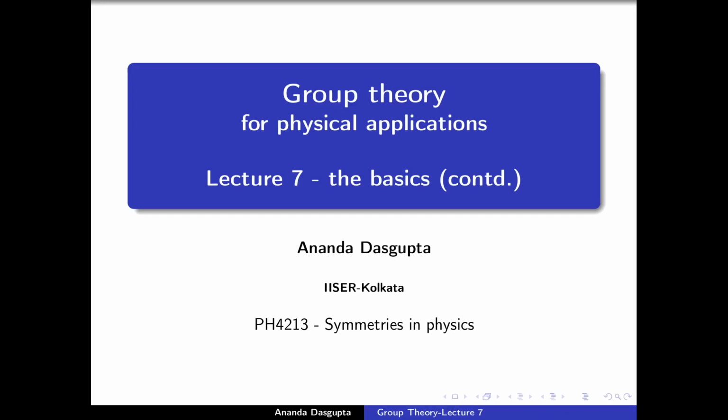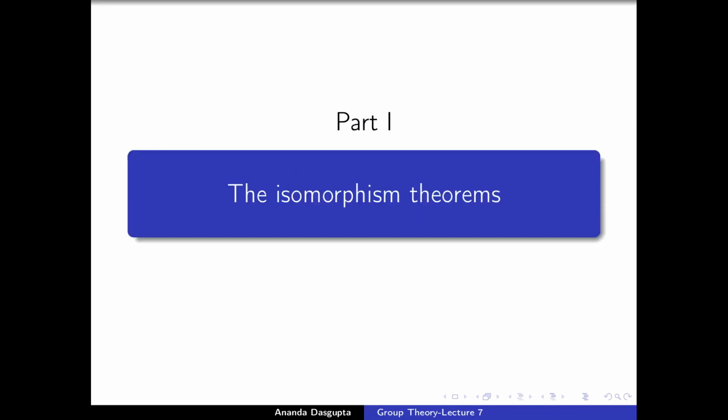We ended the last lecture with the question, given a homomorphism, how do we tell whether it's actually an isomorphism? Or, given a homomorphism which is not an isomorphism, can we somehow cook an isomorphism out of it? We will answer these two questions in this lecture. And the basic tools that we will use for this purpose are two theorems called the isomorphism theorems. So these theorems are actually the main topic of this particular lecture.